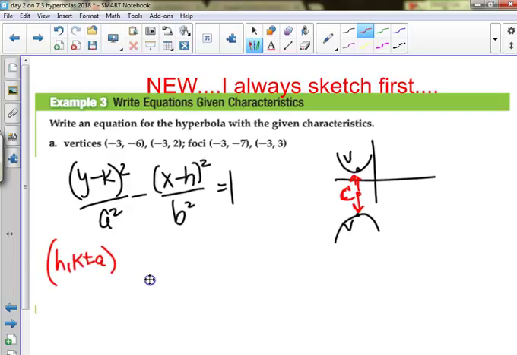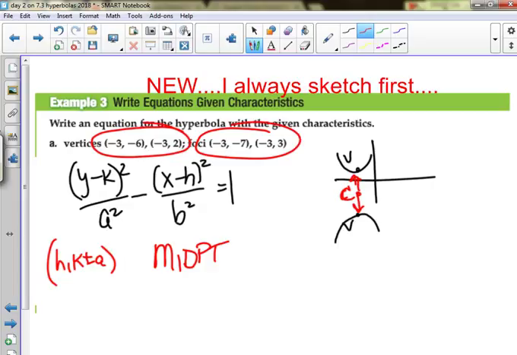Well, what do we have to find first? The center. Are we good at that yet? The center is what? Midpoint. I don't care if you do the midpoint of those two or the midpoint of the foci, right? Same thing. Okay, midpoint here, -3 plus -3 is -6 divided by 2 is -3. -6 plus 2 is -4 divided by 2 is -2. Does that seem like it could be right on my little sketch there?